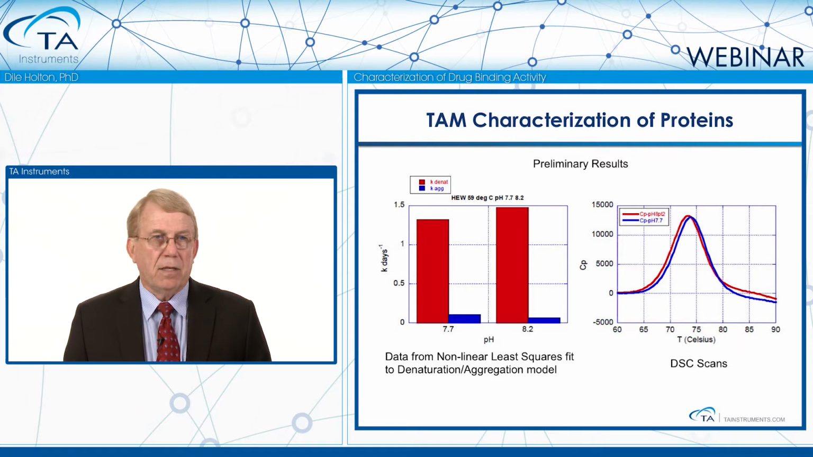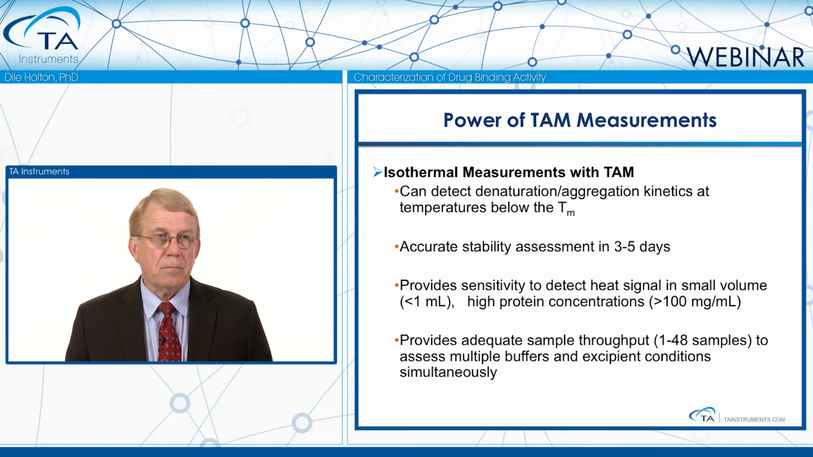So early data said to us that looking at isothermal analysis of especially high concentration proteins could give us a very good idea of what's going on with how it denatures and how it aggregates. So the isothermal measurements for TAM can detect these denaturation and aggregation kinetics at temperatures below the TM.